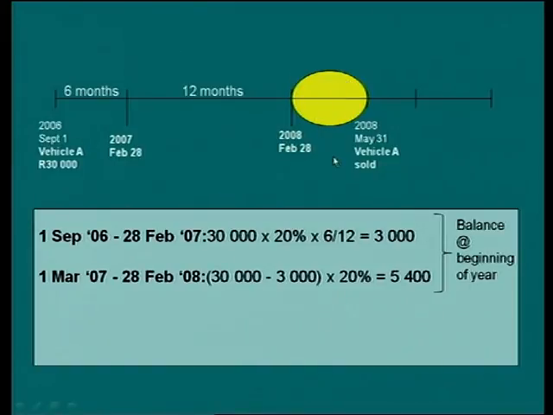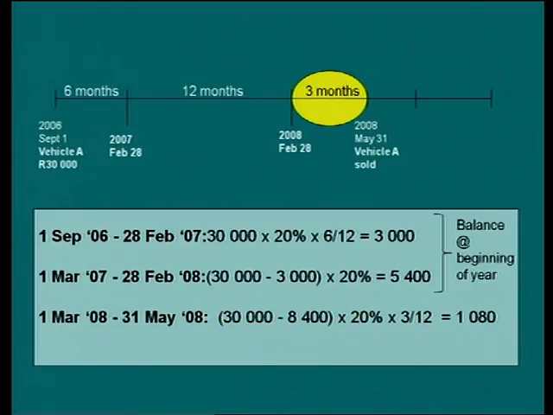Okay, so that is what I want. So how many months would that be? From the 1st of March to the 31st of May. I count March, April, May, that's 3 months. And I'm going to depreciate my last 3 months. Let's see if there's any questions.